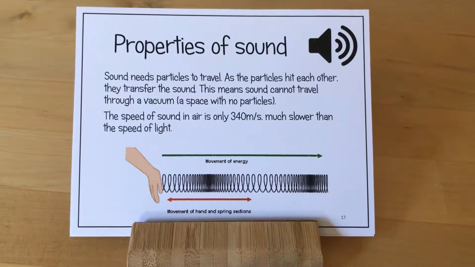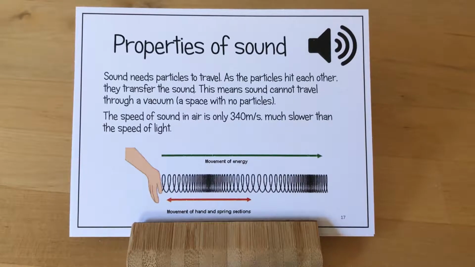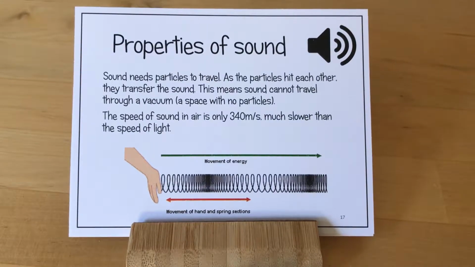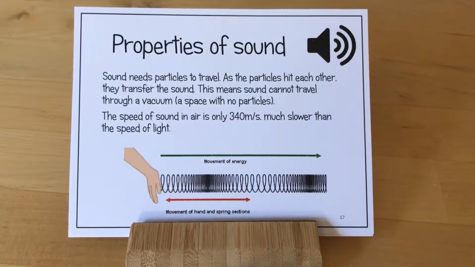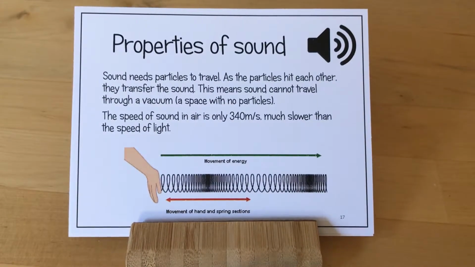The speed of sound is much slower than the speed of light at only about 340 meters per second. Okay, that's why we can see a firework and then hear the bang from it. That's why we see the lightning and then hear the crash of the thunder afterwards, because sound is a lot slower than light.